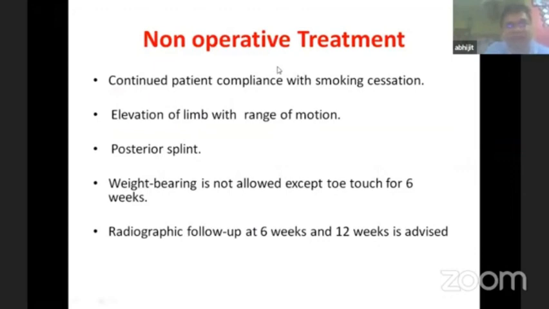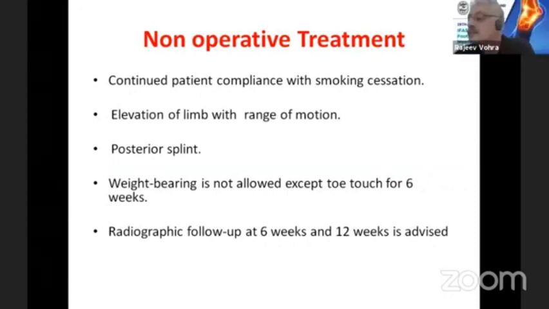So non-operative treatment: continue patient compliance with smoking cessation, elevation of the limb with range of motion, posterior splint. Weight bearing is not allowed except toe touch for 6 weeks, and radiographic follow-up at 6 weeks and 12 weeks is advised.